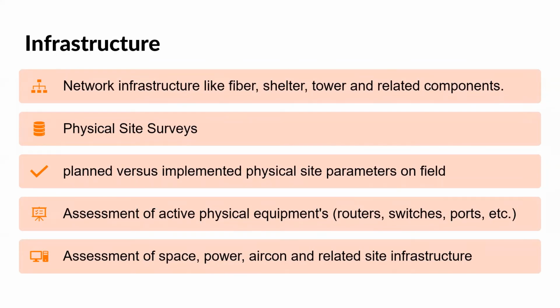So I'll try and be fast with my own bit. Aside from looking at the configurations and your architecture, there's a bit that we shouldn't forget, which is the physical aspect, the infrastructural aspect of our network. So for this year, we want to look at your network infrastructure itself: your fiber cables, your shelters, your towers, and other related components. When you're conducting a network audit, you should endeavor to carry out a physical site survey.